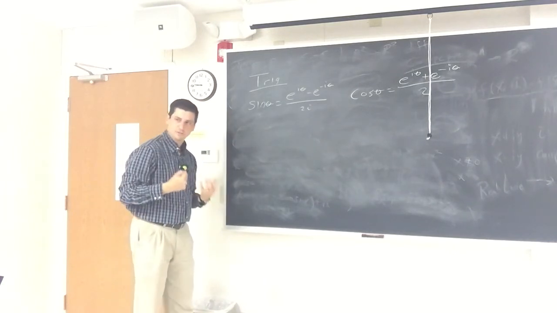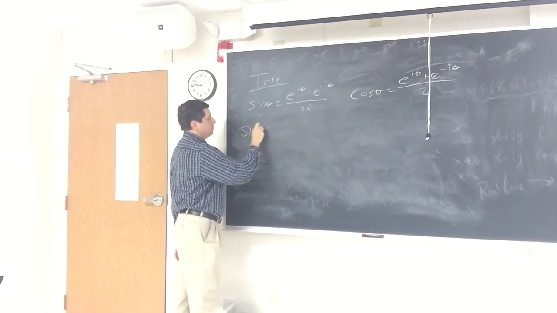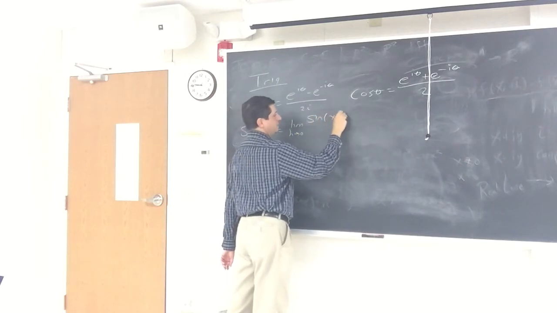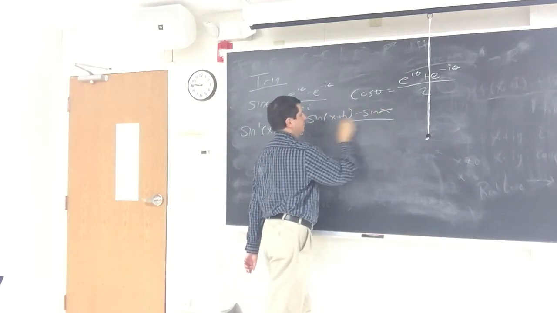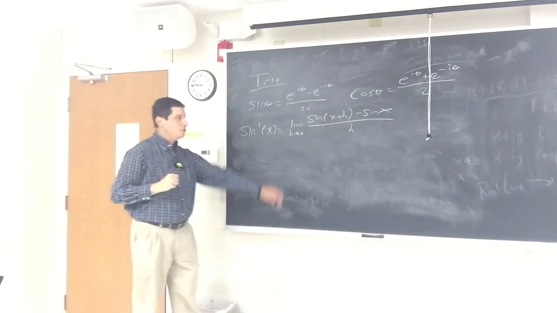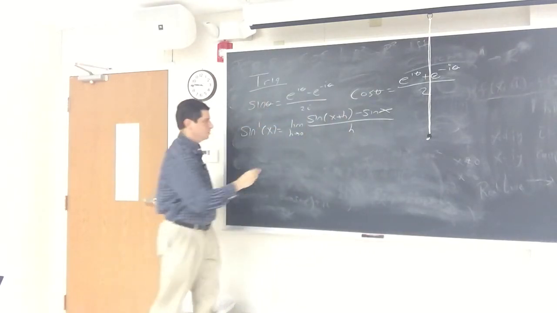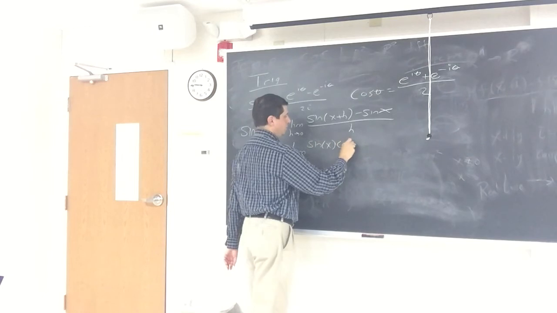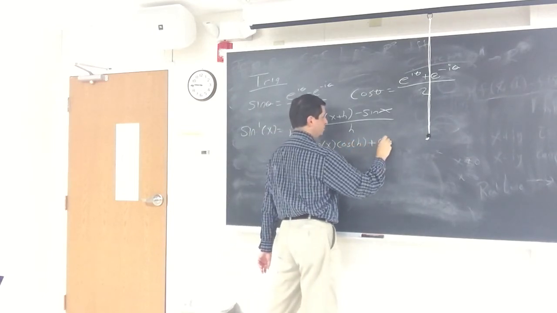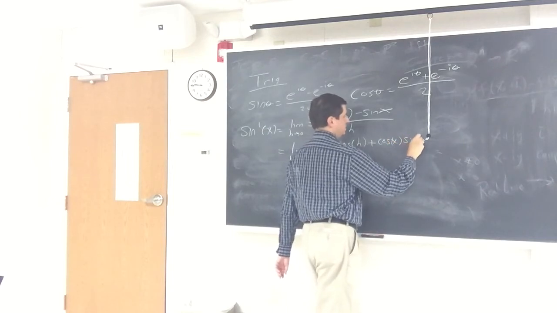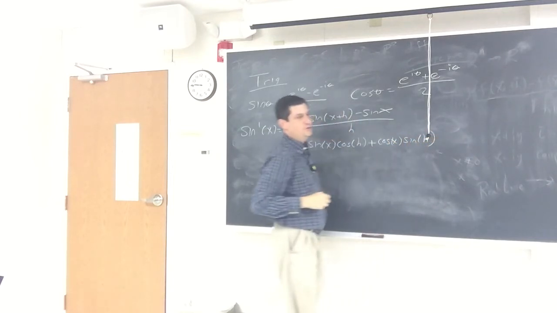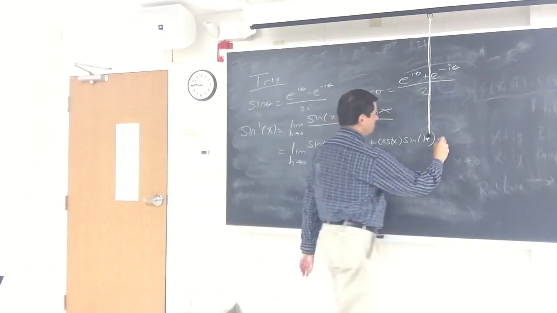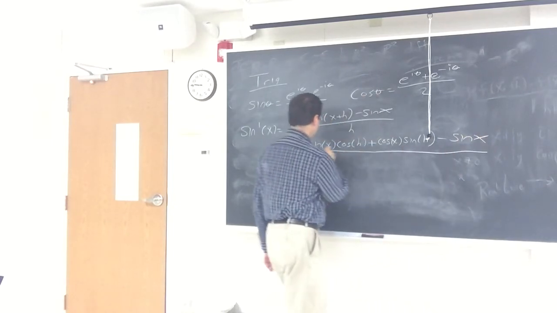Let's calculate the derivative of sine. So sine prime at x is the limit as h goes to 0 of sine of (x plus h) minus sine of x, over h. I'll assume I know the angle addition formula; you can prove that without too much trouble. This is the limit as h goes to 0 of sine of x cosine of h plus cosine of x sine of h, and I'm being very careful in putting parentheses around here, minus sine of x, divided by h.